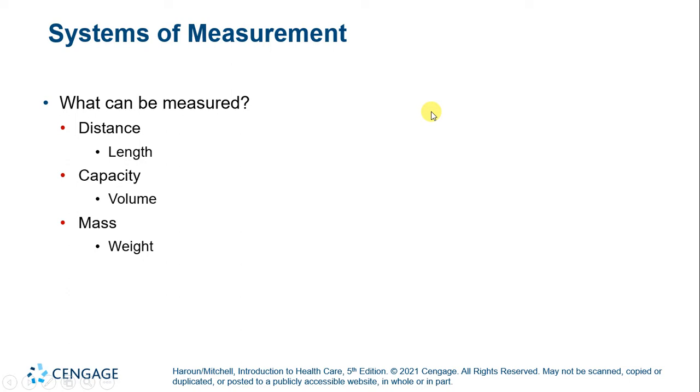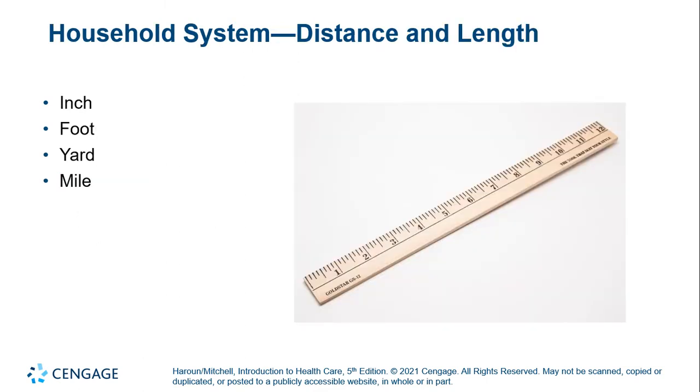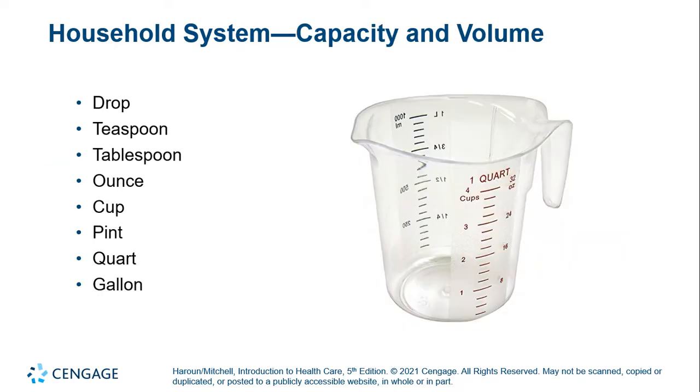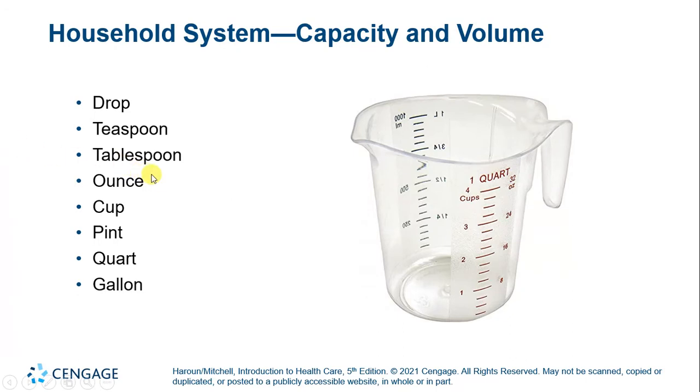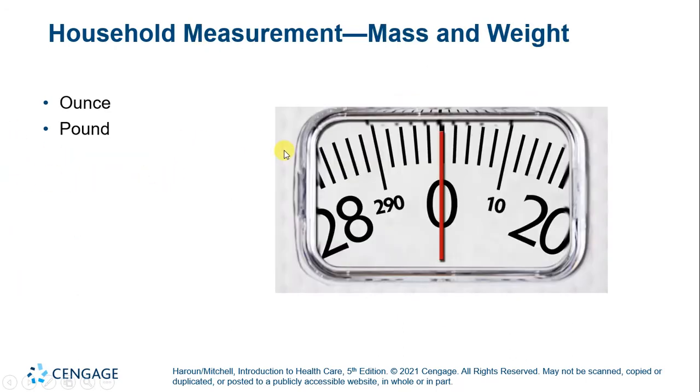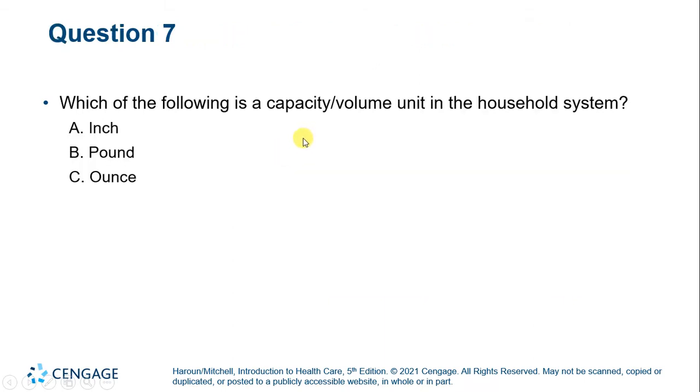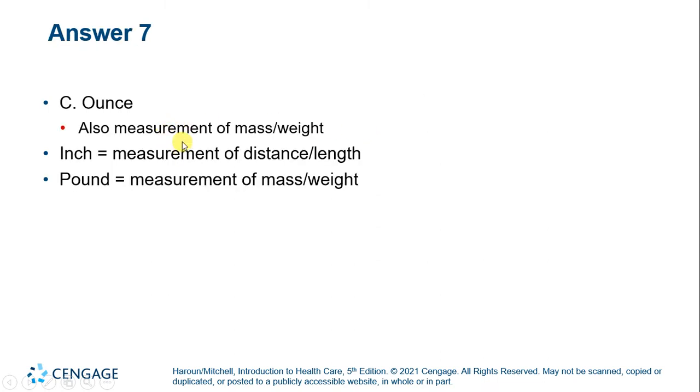So there are different systems of measurement to measure distance, capacity or volume, and mass or weight. The household system is what we use in this country: inches, feet, yards, miles, teaspoons, tablespoons, ounces, cups, pints, pounds for weight, ounces for weight. A little confusing because we have ounces for volume and we also have ounces for weight. Which of the following is a capacity or volume unit? It is ounce, but ounce also can be used as a mass or weight unit.